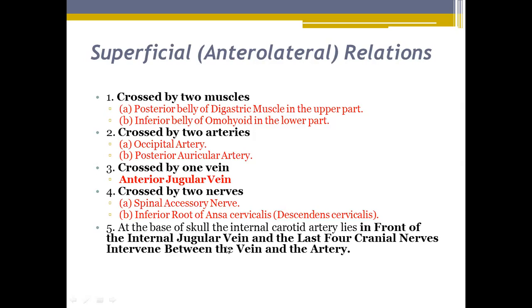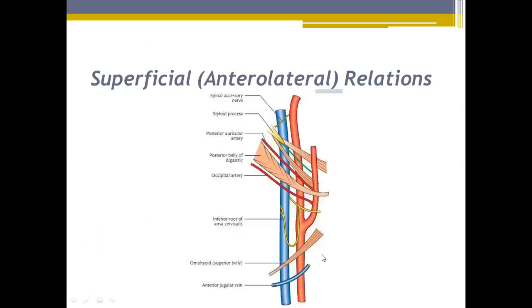That is descendens cervicalis. At the base of the skull, the internal carotid artery lies in front of the internal jugular vein and the last four cranial nerves. So what are the last four cranial nerves? How many cranial nerves are there? Total 12, right? 12 pairs of cranial nerves. So the 12th is hypoglossal, the 11th is accessory nerve, the 10th is vagus, and the 9th is glossopharyngeal nerve. So the last four cranial nerves intervene between the vein and the artery.